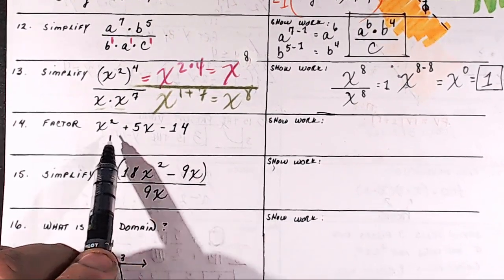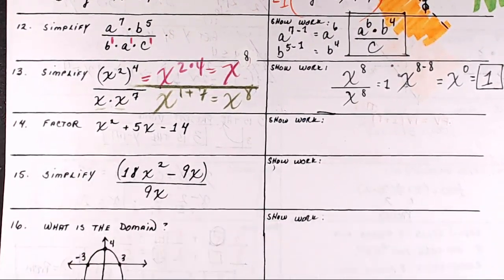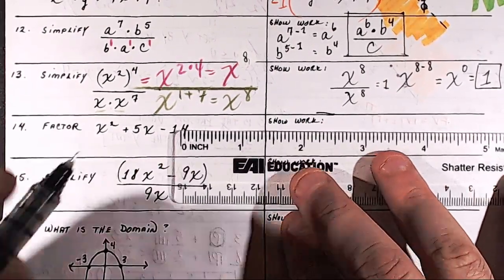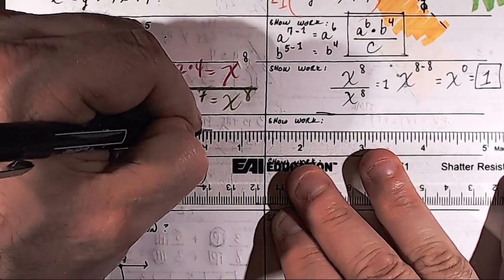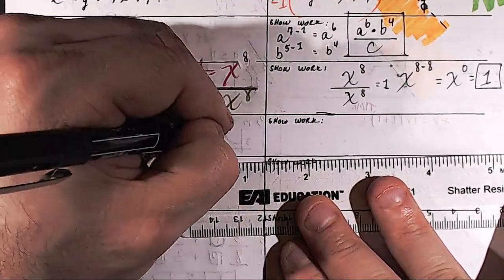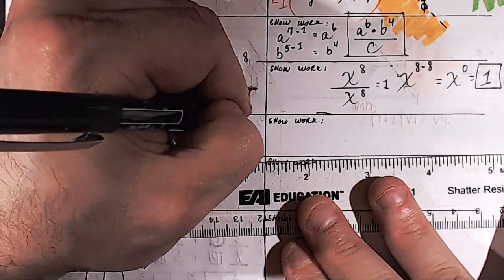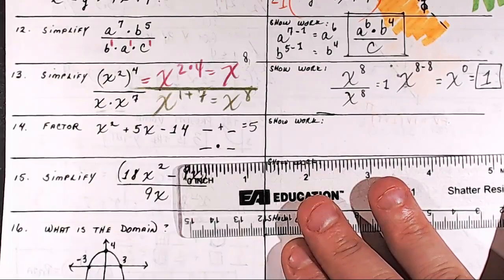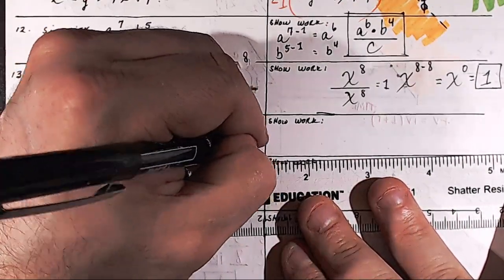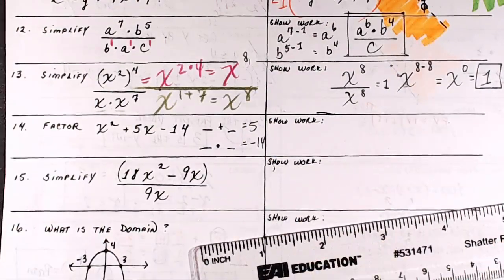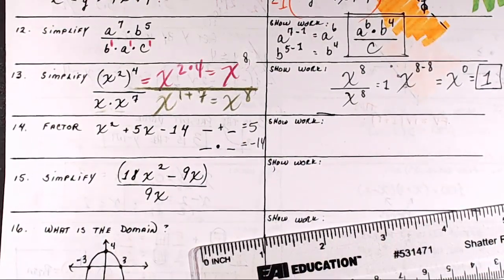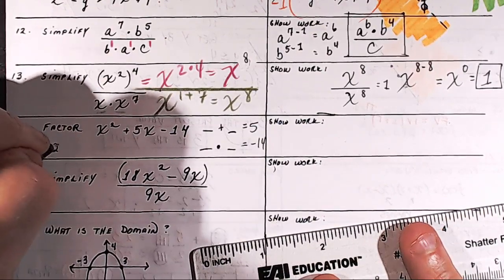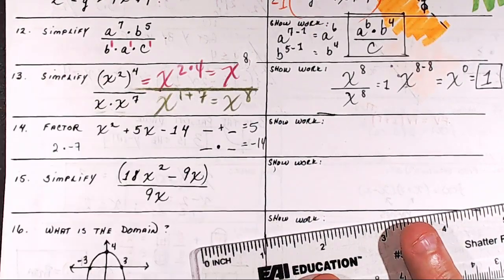Now I'm going to factor this, and we're going to factor this by hand. And remember, we have this little trick. My little trick is I need 2 numbers that add to give me the middle term, which is 5, and that multiply to give me the last term, which is negative 14. So I have to think about my factors of negative 14. I've got 2 times negative 7, but 2 plus negative 7 is negative 5.